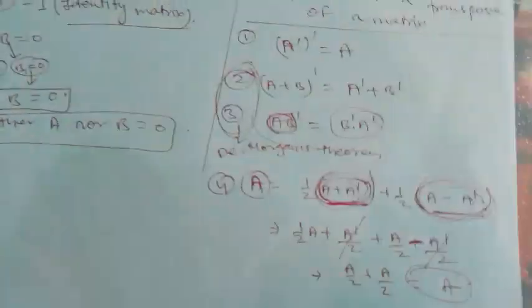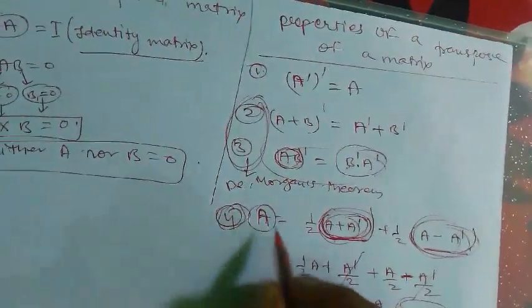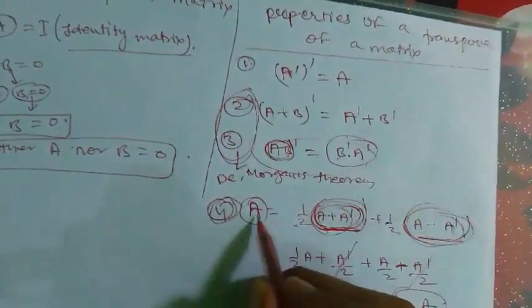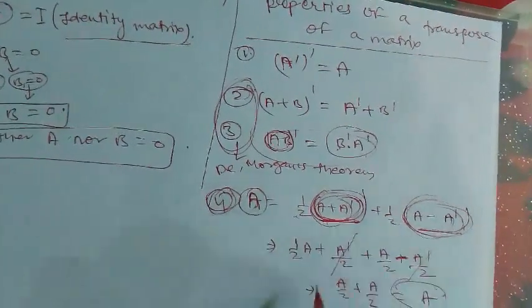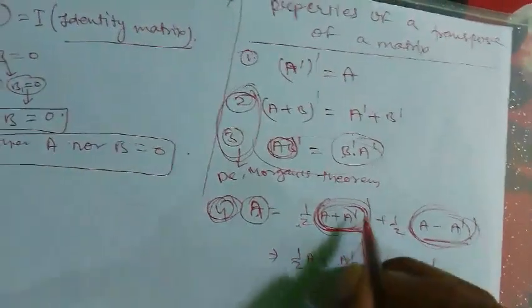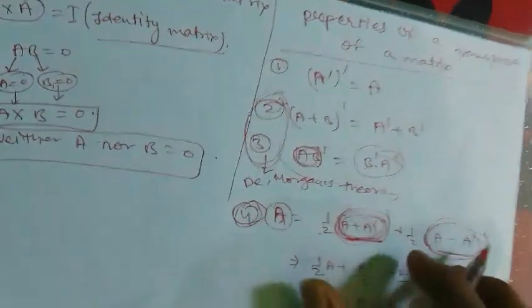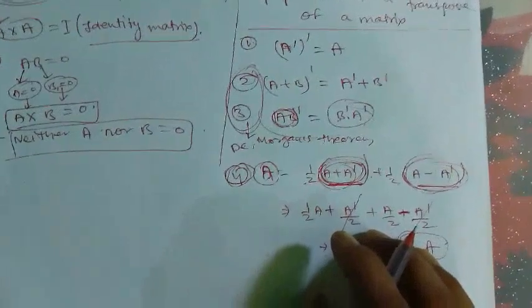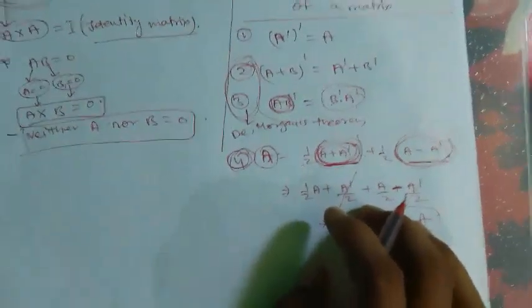In this fourth point we learn that a matrix can be written in the form of a summation of symmetric and skew-symmetric matrices. In another video I will teach you the multiplication of matrices and block multiplication of matrices.